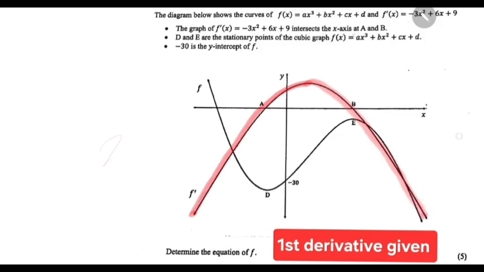It cuts the x-axis at A and B. So A and B, where it cuts the x-axis, are the x-intercepts. D and E are the stationary points. So D and E are the turning points of the cubic graph. Must remember, the blue color is the cubic graph.